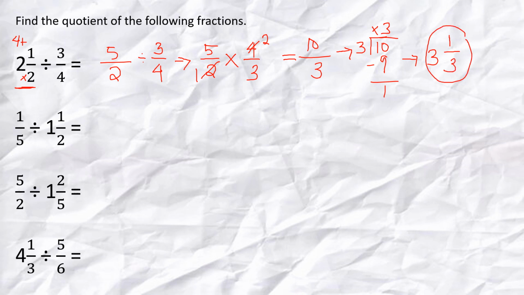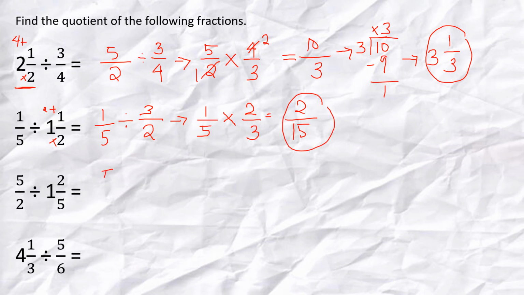Next, we have 1/5 divided by 1 and 1/2. Let us change 1 and 1/2 to an improper fraction. So 2 times 1 is 2. 2 plus 1 is 3. Copy denominator 2. Let us now divide. So copy the dividend, change the operation to multiplication, and then get the reciprocal of 3 over 2. That is 2 over 3. Now the answer is 1 times 2 is 2. 5 times 3 is 15.